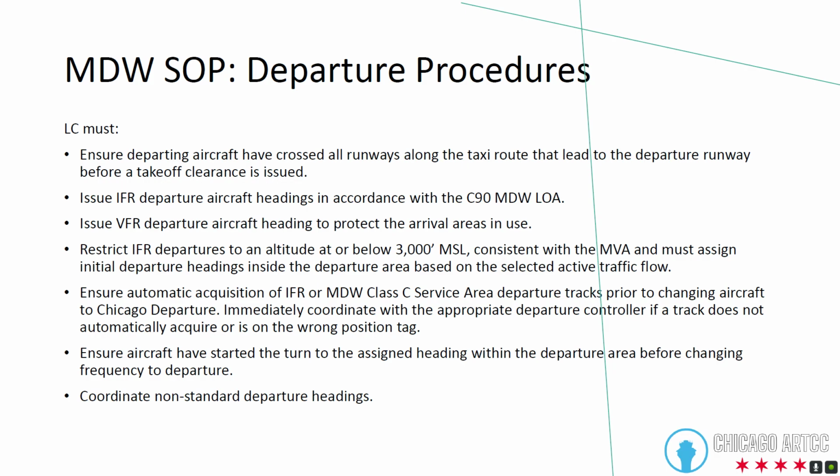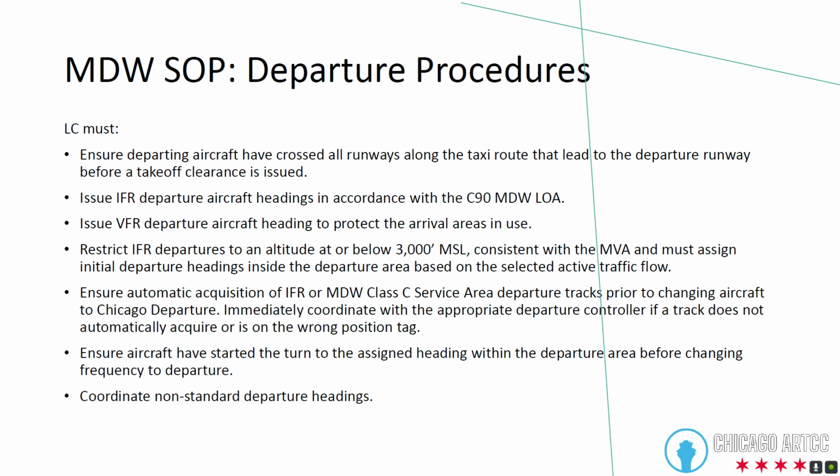Ensure automatic acquisition of IFR Midway Class Charlie service area departure tracks prior to changing aircraft to Chicago departure. Basically, this means auto track for the departure controller. Once they leave the runway surface, you should see it change over to a Z in the bubble more than likely. And that basically means that Chicago departure has tracked the aircraft automatically through the STARS. Immediately coordinate with the appropriate departure controller if track does not automatically acquire or is in the wrong position tag. So if you don't see that aircraft tag up or automatically acquired by the departure controller, you might just want to give them a shout.